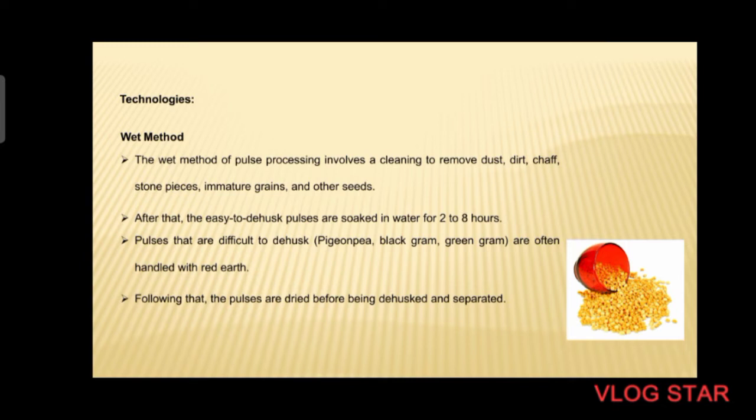There are two methods, wet method and dry method. The wet method of pulse processing involves cleaning to remove dust, dirt, chaff, stone pieces, immature grains, and other seeds. After that, the easy to dehusk pulses are soaked in water for 2 to 8 hours. Pulses that are difficult to dehusk, for example pigeon pea, black gram, green gram, are often treated with red earth. Following that, the pulses are dried before being dehusked or separated.